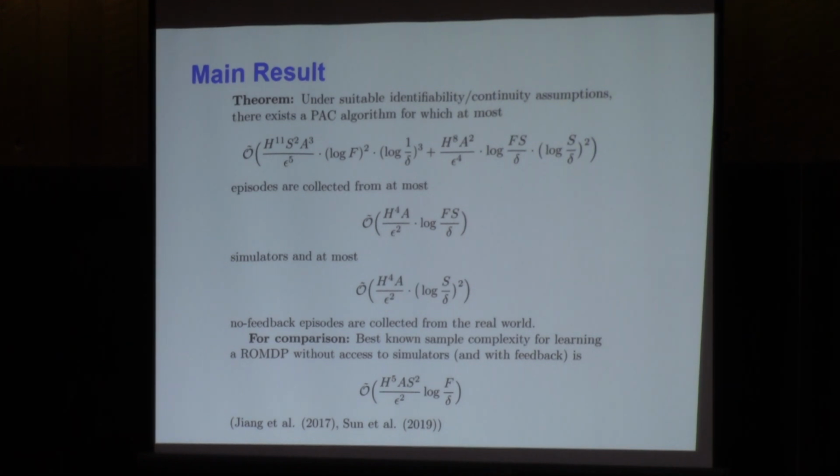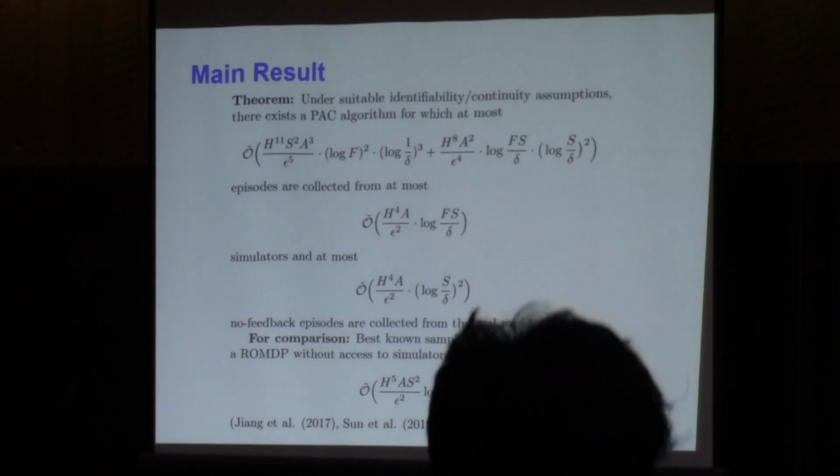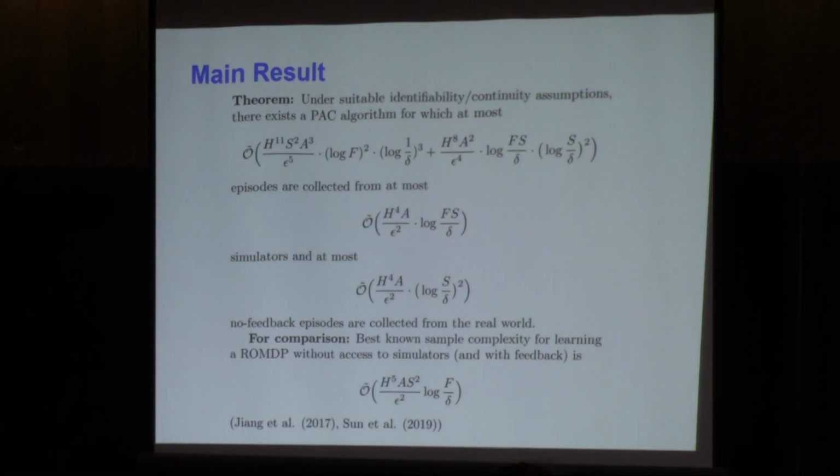What's the intuition why your bound does not depend on S? Which bound? I mean, the number of samples from the real world does not depend polynomially on S. Why is there no S in here? There's an S here, but not here. I don't have a good answer to that question. Capital S is the size of the state space, and he asked, why is there no linear dependence on S over here? I don't recall off the top of my head.